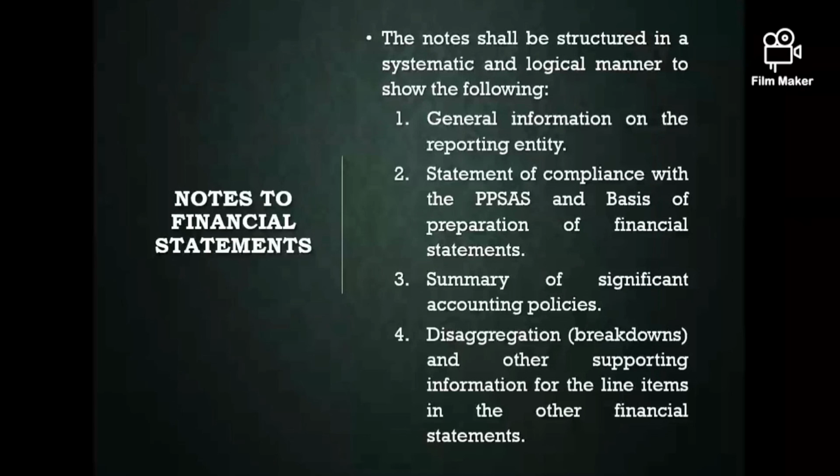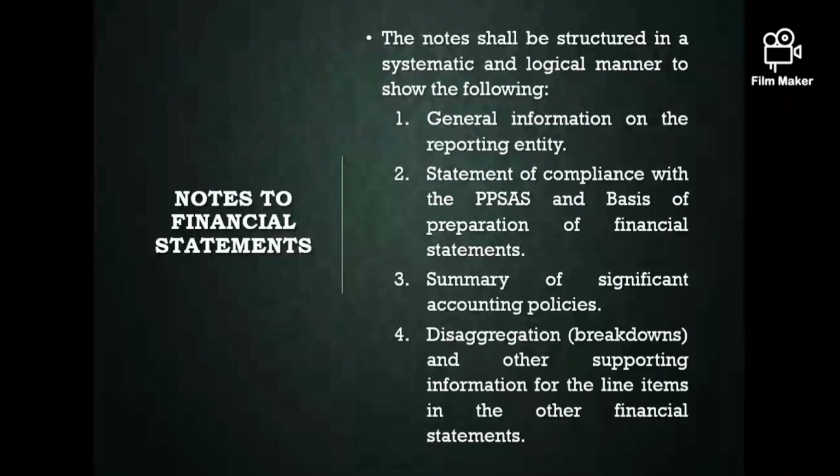Number 3, summary of significant accounting policy. Bakit kailangan i-specify? Kasi sa sobrang dami ng accounting policy na kinikreate ng bawat agency, yung mga significant na magbibigay ng significant information sa mga nangyari dun sa FS mo, ay dapat i-present. Number 4, disaggregation or breakdown. Diba, nakalagay sa FS mo or sa page ng FS mo, line item. Sa notes to FS, i-breakdown mo yung line item, ano yung composition niya.